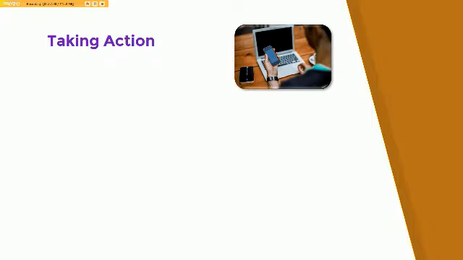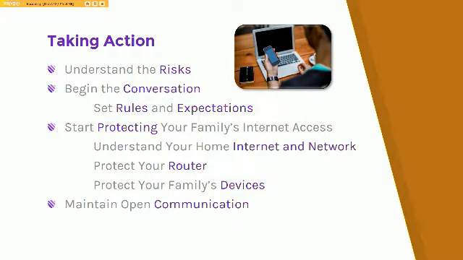So let's continue our path of taking action toward a stronger and safer family. You understand the risks of the internet. You've begun your conversation with your family, and now we're protecting the actual internet access that your children have. You understand your internet and your network. You're protecting the router with a clean router, and then you have your individual devices that we're going to go through now. And then lastly, we'll touch on maintaining that open communication in the long run.